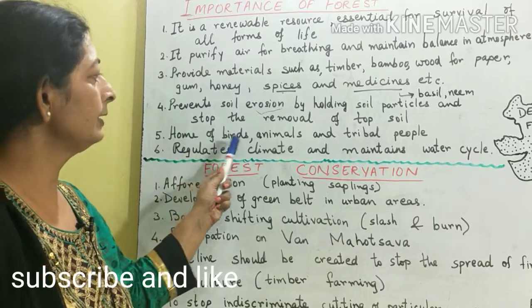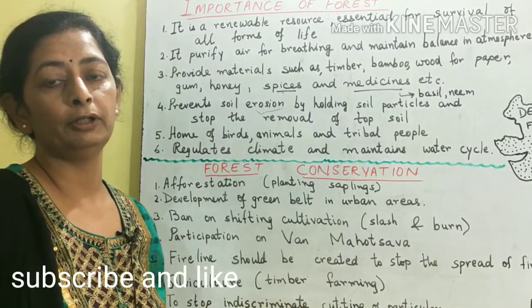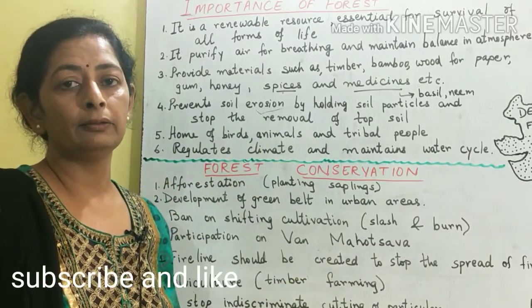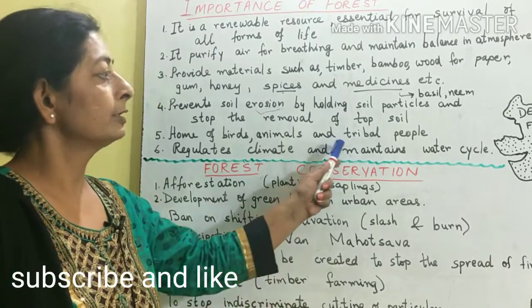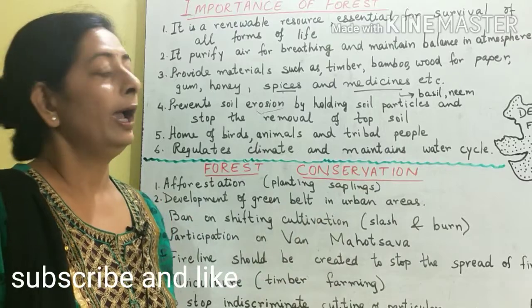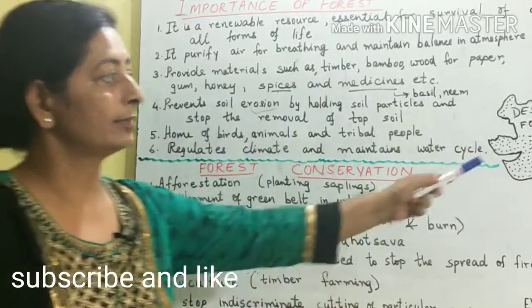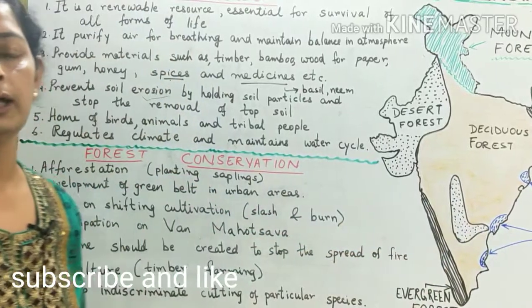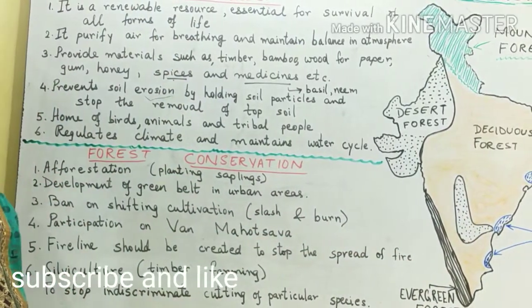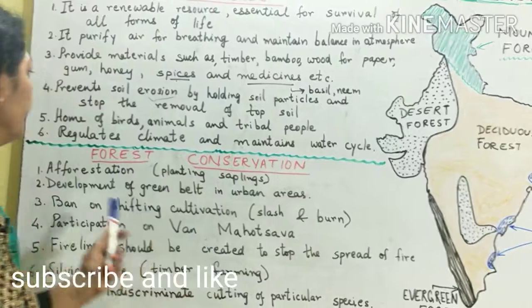Home of birds, animals and tribal people. We know that there are many kinds of tribes which dwell in the forest region, especially the Chota Nagpur region and in northeastern hills. In northeastern India, the Garo, Khasi and Jaintia, they are the tribal people who live in the forest.